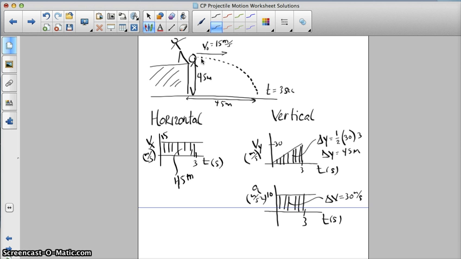For any problem that asks about the mass of the object, it's kind of an interesting question. Hopefully you realize that for all these problems, the mass of the object doesn't matter. The acceleration due to gravity is absolutely independent of the mass of the object.